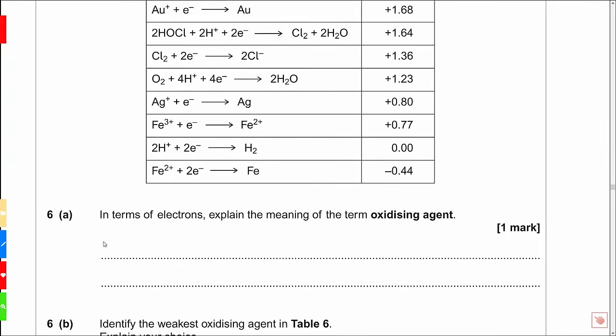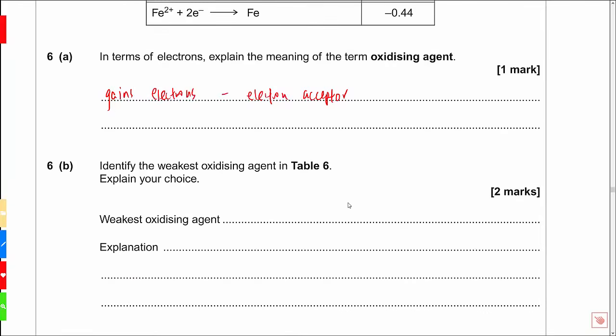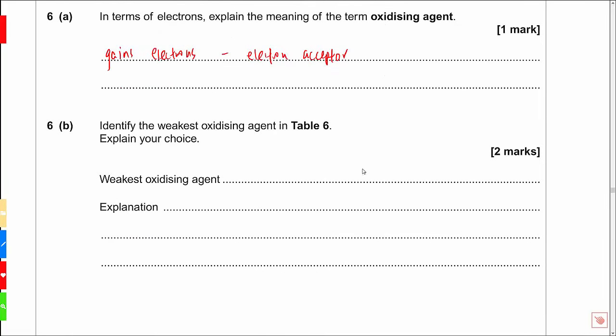Well, an oxidizing agent is itself reduced, so it gains electrons. So I suppose you could say it's an electron acceptor. That's what we'd be looking at, the electron acceptor. Okay, identify the weakest oxidizing agent in table 6.